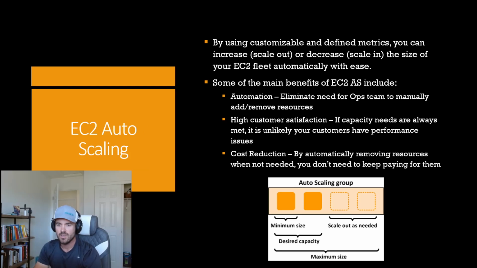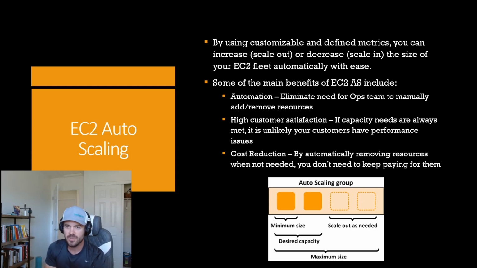All right. So EC2 auto scaling is essentially what allows you to use customizable and defined metrics to increase, otherwise known as scaling out, or decrease, scaling in, the size of your EC2 fleet automatically with ease. Okay?